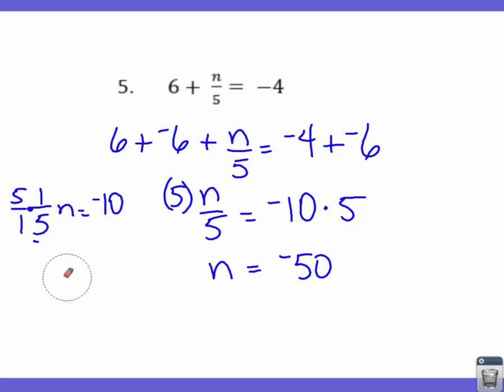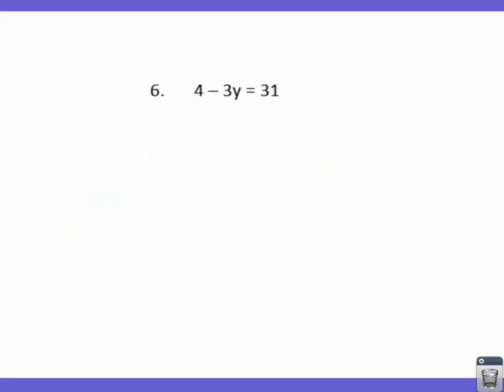So if I multiply this side by 5 over 1, my 5 over 1 and my 1/5 will divide out, and I end up with n is equal to, and then I have to do the same thing over here. I have to multiply it by 5 over 1, which is just 5. And we still get negative 50. But we have to understand this idea of a fraction and how to deal with that, because you will have problems that have fractions in them. Okay, let's try another one.